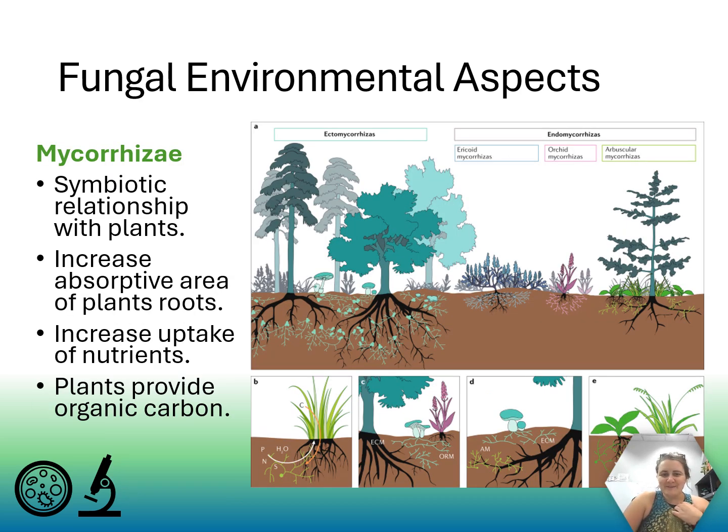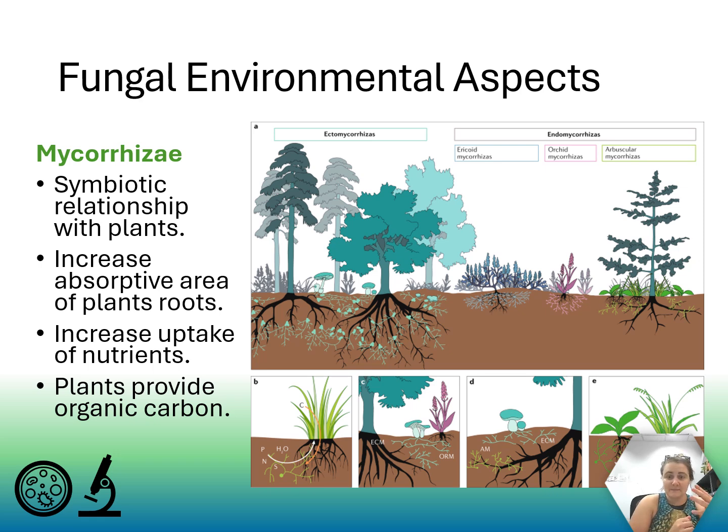All right, last couple things that I want to talk about when we talk about the environmental aspects of fungi. Mycorrhizae are symbiotic relationships that fungi have with plants. And basically what will happen is the fungi and the plant root systems will interact with each other. And it's kind of a symbiotic relationship where they both get benefits from it. And basically what will happen is it increases the absorptive area of plant roots. So it allows them to take in more nutrients.